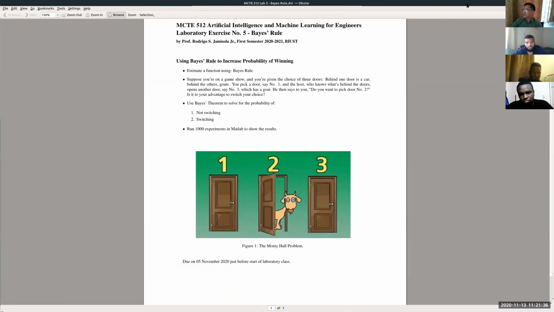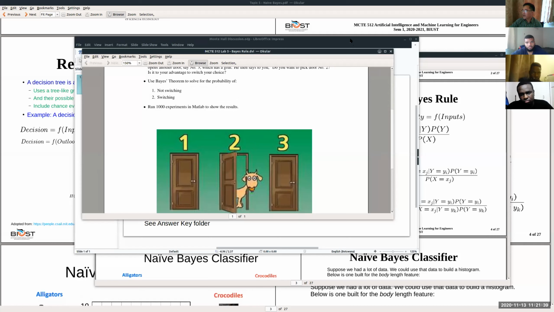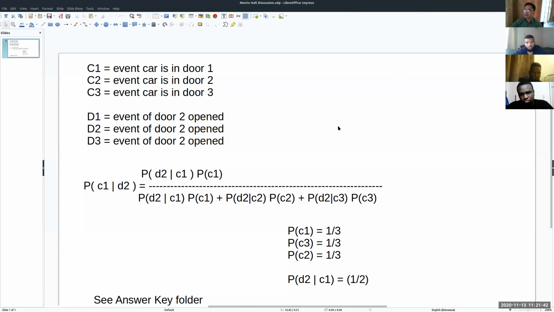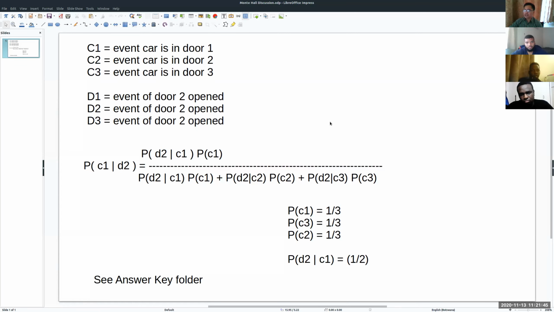Now we try to answer it using our own method from the last meeting. I saved this from last meeting. We are just writing the Bayes theorem here, and there are 6 events. Three events concern the presence of the car in the corresponding door: C1 is car in door 1, C2 car in door 2, C3 car in door 3. D1, D2, D3: door 1 is open, door 2 is open, door 3 is open.